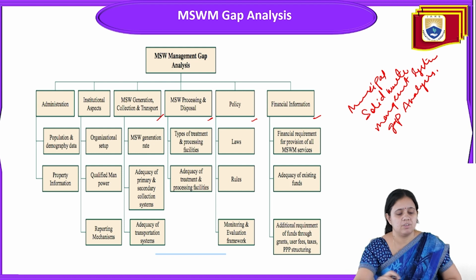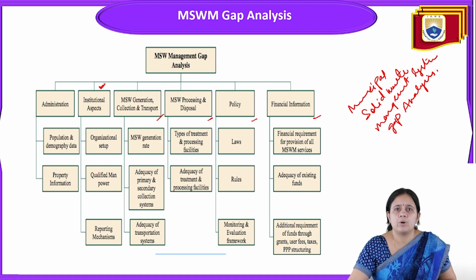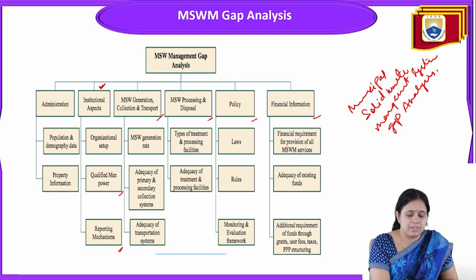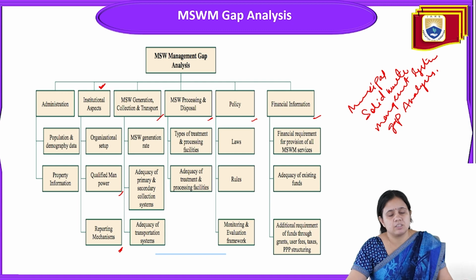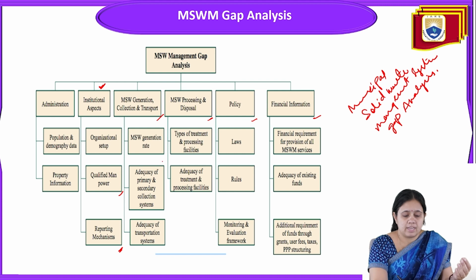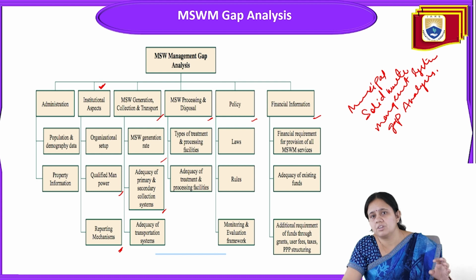On the basis of that, we come to the institutional aspects. In the institutional aspect, 3 points will be there: organizational setup, qualified manpower and reporting mechanism. Then after this, MSW generation and collection and transport. This involves the MSW generation rates, then adequacy of the primary and secondary collection system, and next is the adequacy of the transportation system.